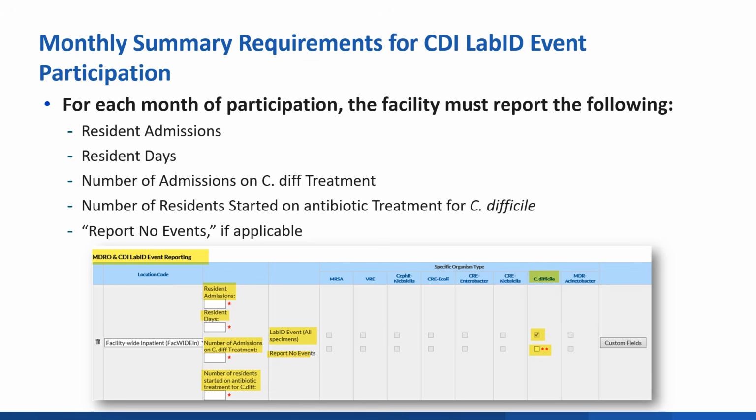The total or aggregate counts or monthly summary data are then entered in the NHSN application. The monthly summary data input for MDRO and CDI LabID event reporting seeks the following: resident admissions, resident days, number of admissions on C. diff treatment, number of residents started on antibiotic treatment for C. difficile, report no events if applicable.